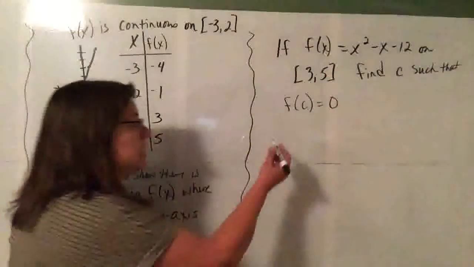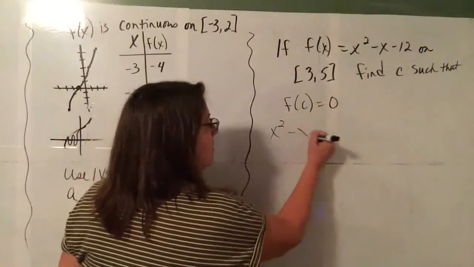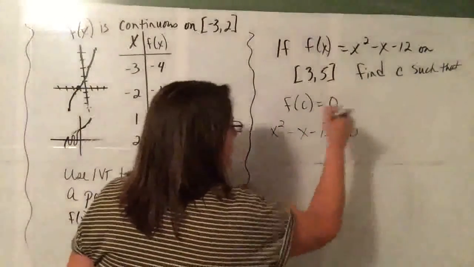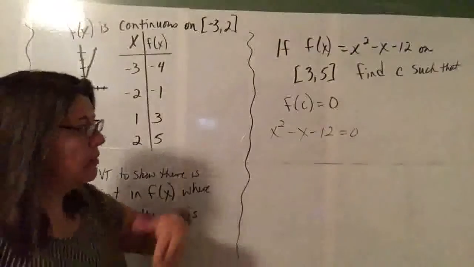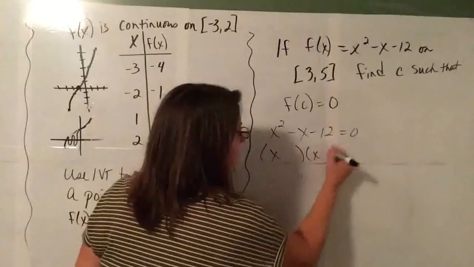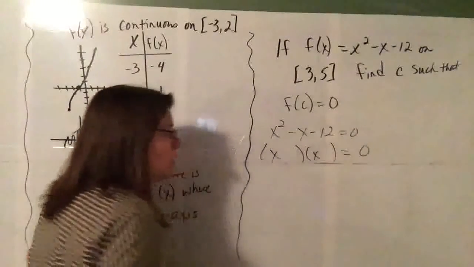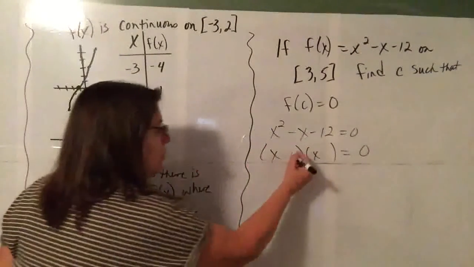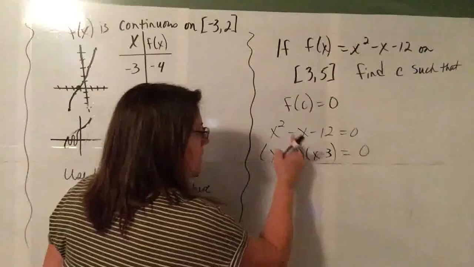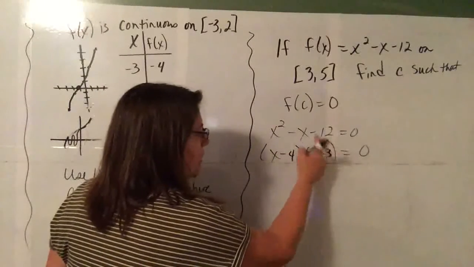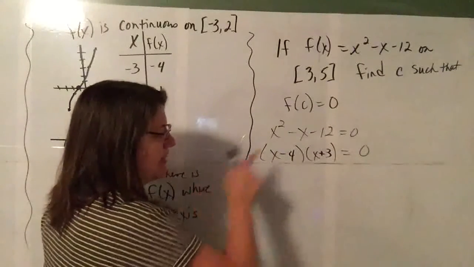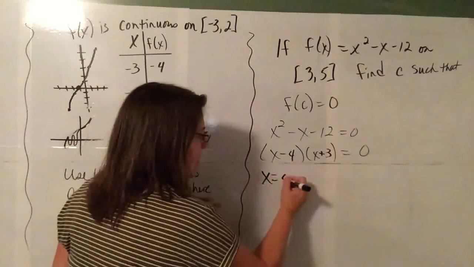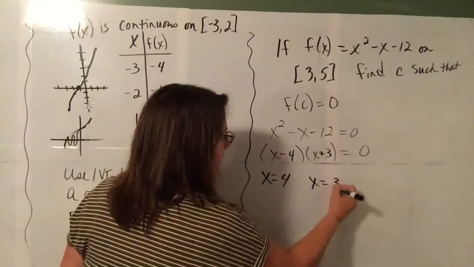So if I do that, I learned how to do this in algebra. We would factor. We would set each factor equal to 0. We would find the x values where that happens. Factors of 12 that subtract to give you 1. That would be 4 and 3. We have a minus 4 and a plus 3 because this tells us the signs are different. If I set both of those equal to 0, I get x equals 4 and I get x equals negative 3.